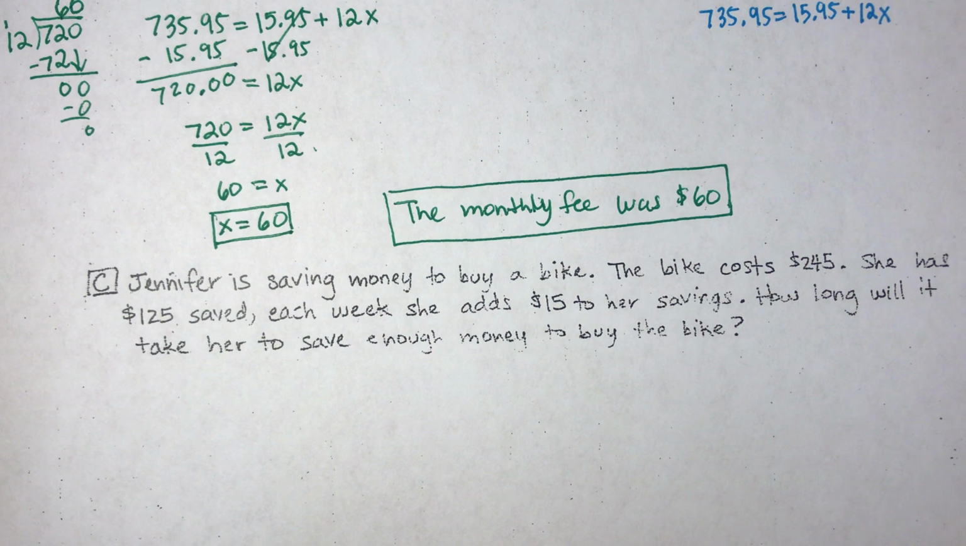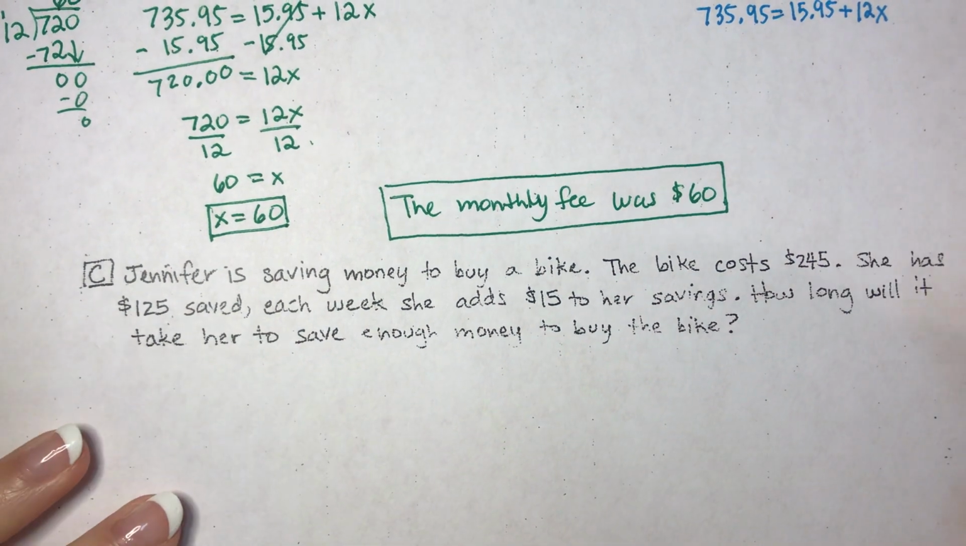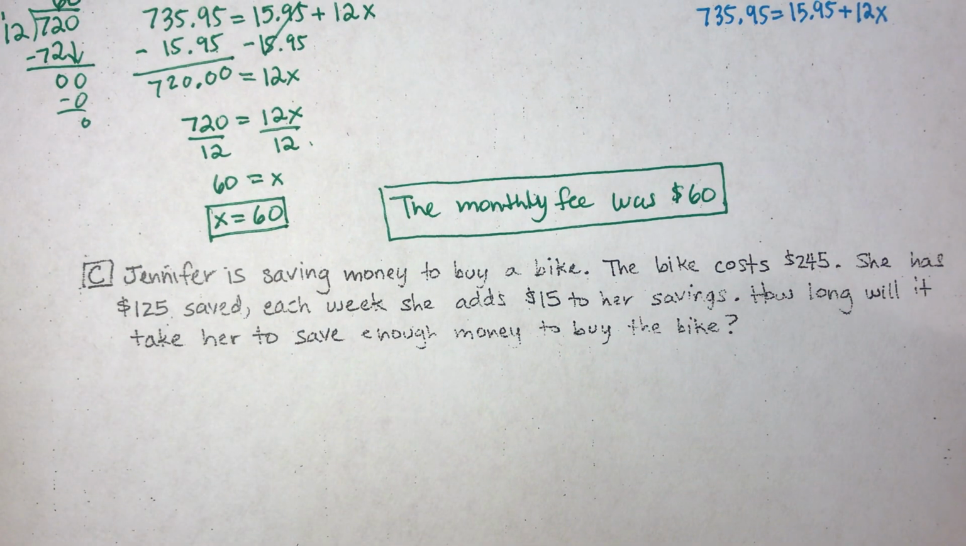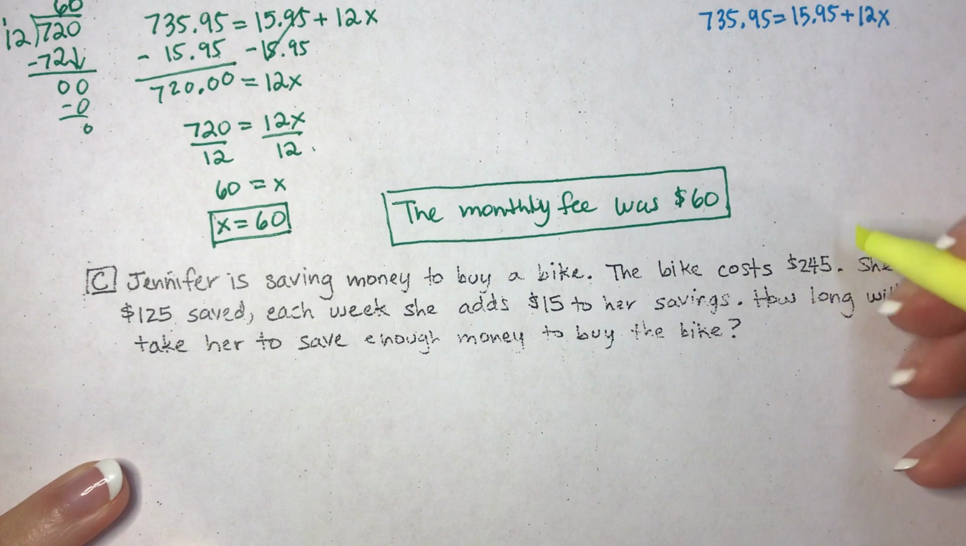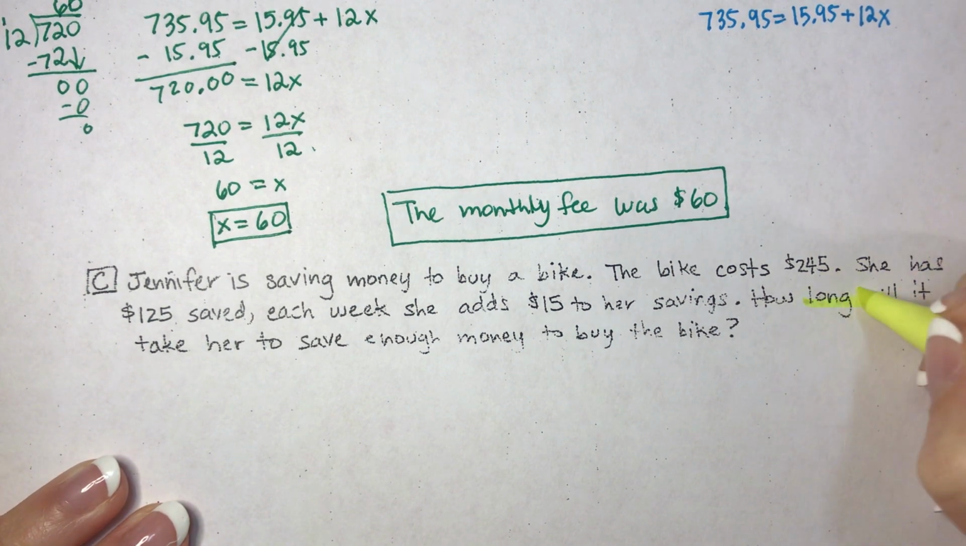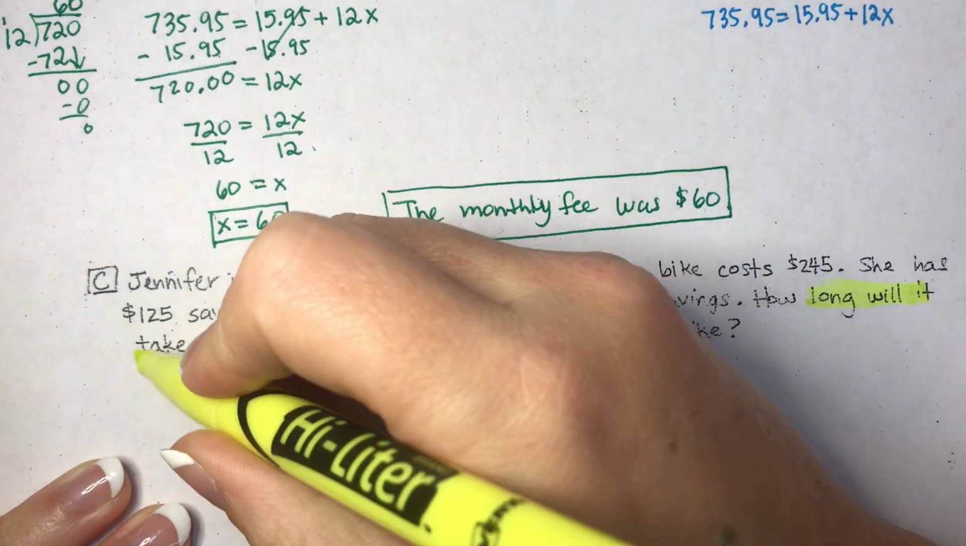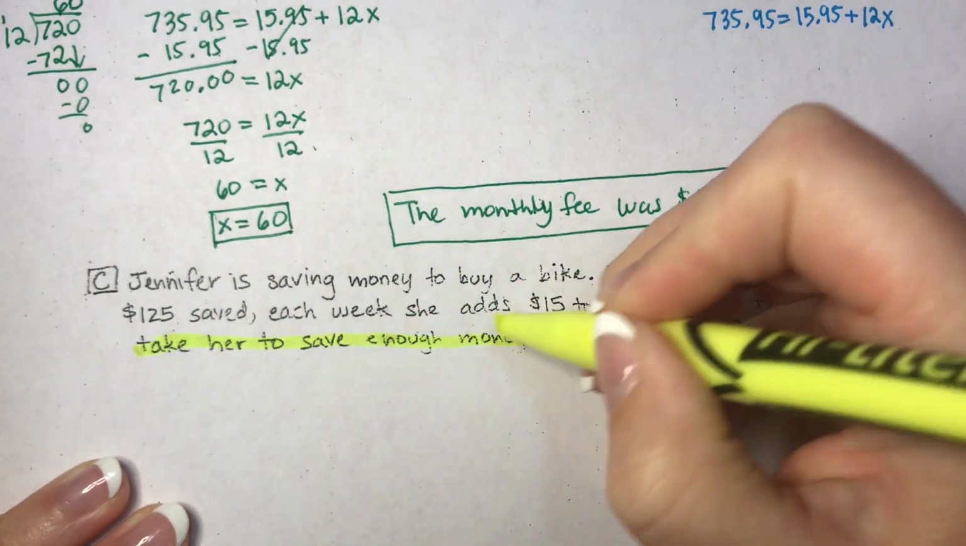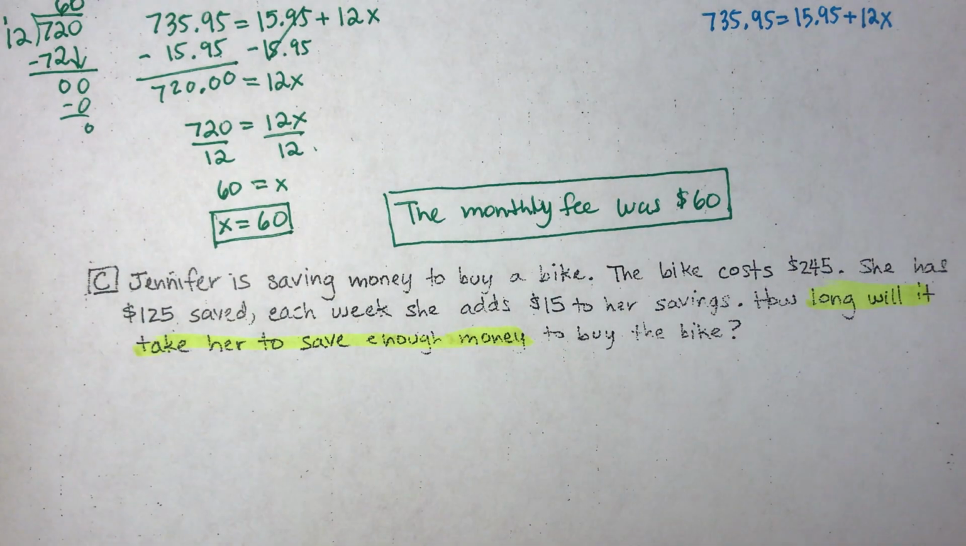All right, we are back. Let's go ahead and look at C. It says Jennifer is saving money to buy a bike. The bike costs $245. She has $125 saved. Each week she adds $15 to her savings. How long will it take her to save enough money to buy the bike? So what do we need to find? We need to find how long it's going to take her. So that's talking about time, right?